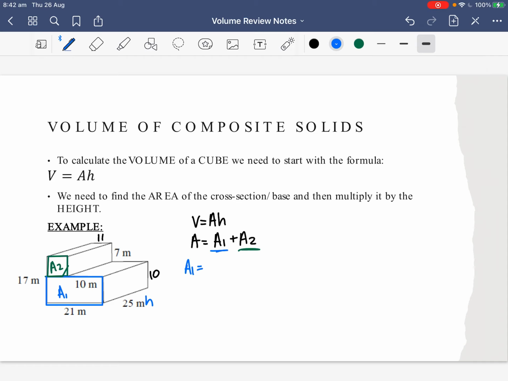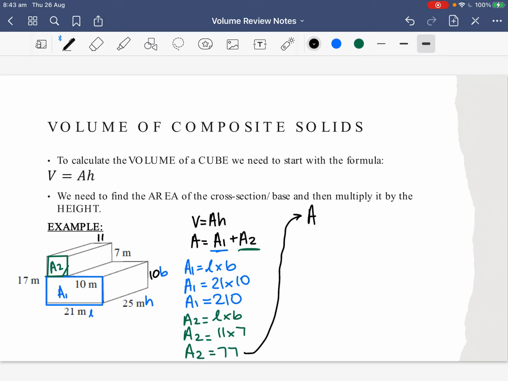So area 1, how we find area 1, it's just a rectangle, so L times B, and it has dimensions, our length and our breadth, so it is dimensions 21 times 10. 21 times 10 is 210. Area 2 is our little green rectangle up here, and it has dimensions 11 by 7. So equal to length times breadth. Area 2 equals 11 times 7. So area 2 equals 77.